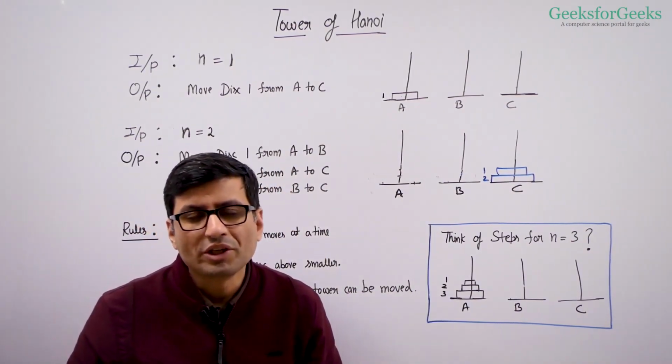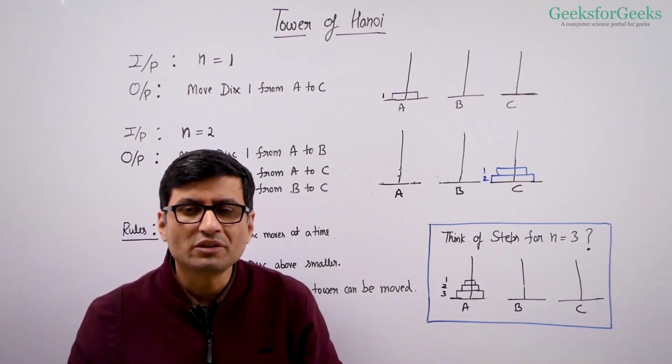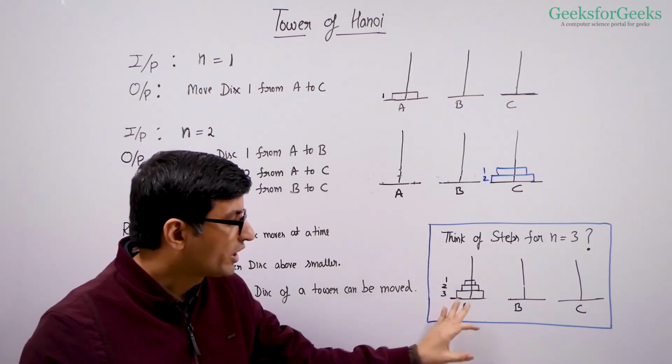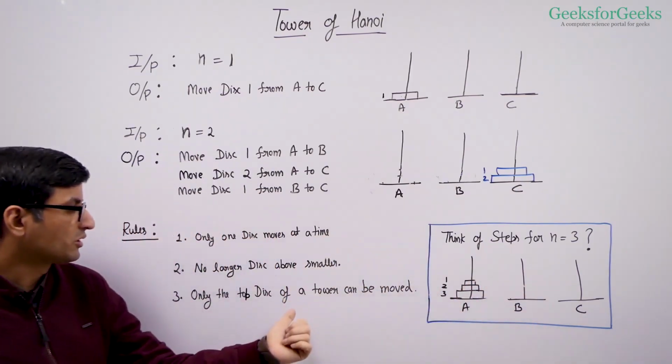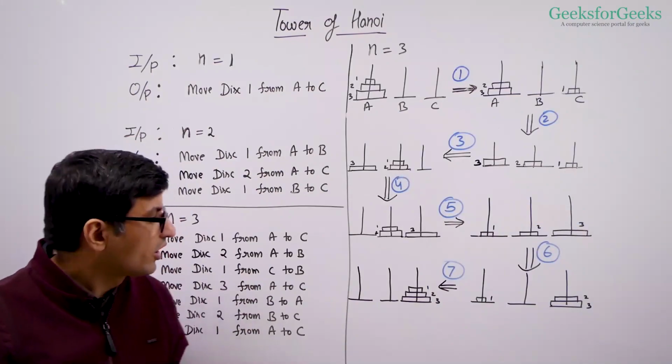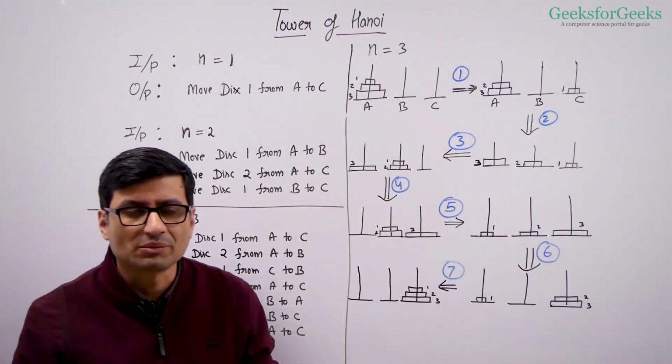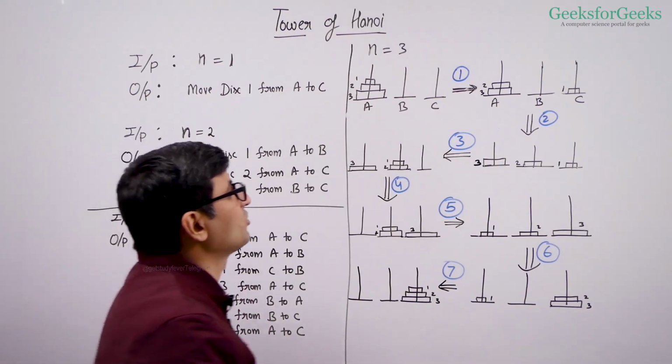Now please pause this video and think of a solution that you will do to move these three disks from tower A to tower C following these rules. Here is solution for n equal to 3 disks, and this solution requires 7 steps. These 7 steps are shown here.